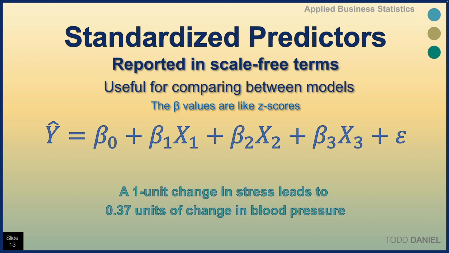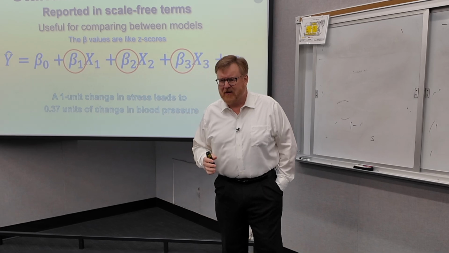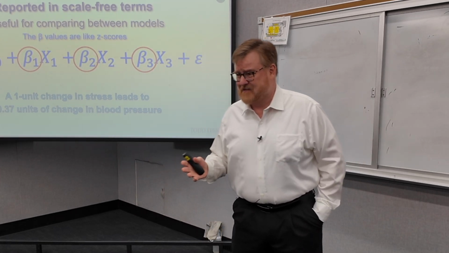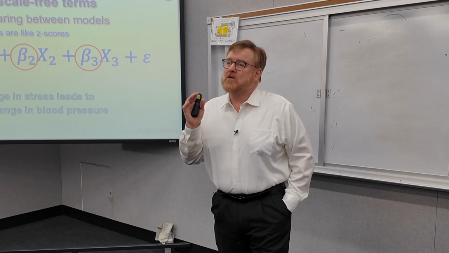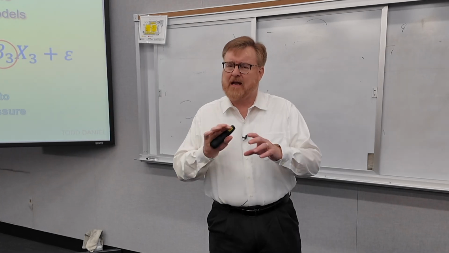But there's one other form of predictor that we'll find when we look at our table, and that would be a standardized predictor. And that's going to be indicated as this beta value. This beta terminology is not as easily interpretable because it works more like a z-score. I could say that a 1 unit change in stress leads to a 0.37 unit change in blood pressure. And you might wonder, well, what are those units and how do I interpret that? You won't interpret it directly. It doesn't really make sense directly. But it does make sense when I'm looking at other predictors.